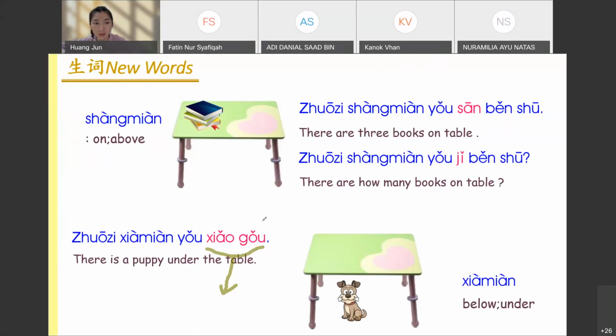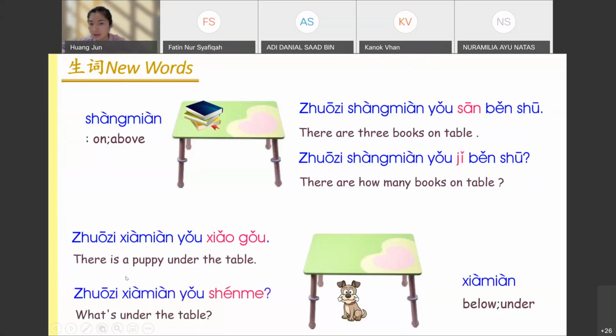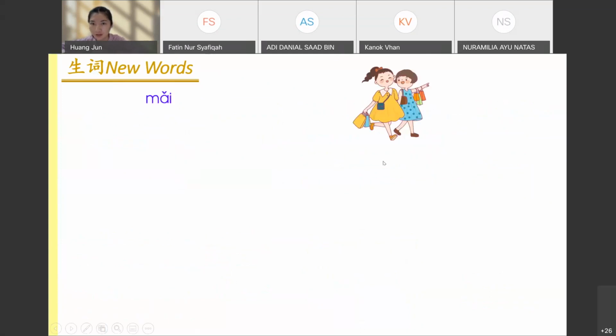We use 什么? Okay, so the whole sentence we will use is 桌子下面有什么? What is under the table? Then we check for some more sentences.